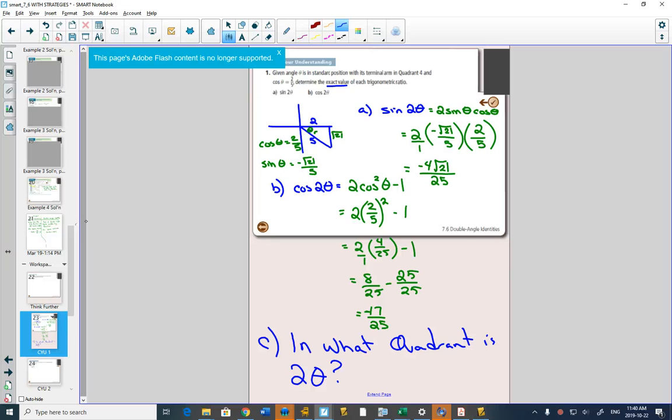So the first thing people try to do is they try to imagine this angle here and double it and try to picture where that would be, and then they run into problems. That might be happening right now.